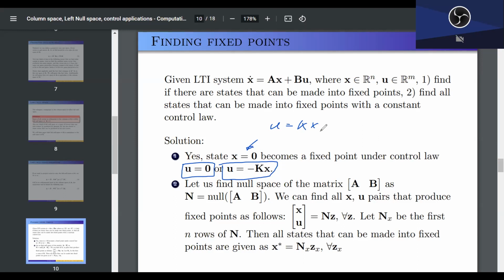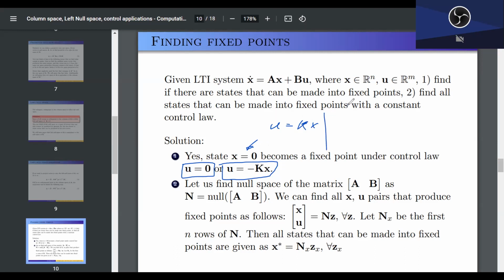Yeah, so that's right. I mean, this control law would also make it into a fixed point. That's true. Okay, so thank you. But the reason I didn't include it in the examples is because it is not what we usually see in the control class.